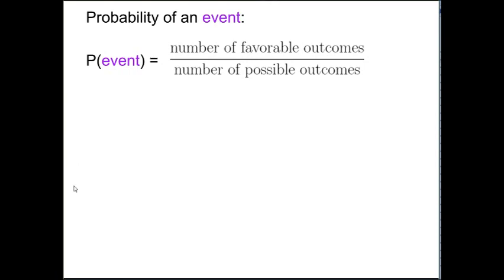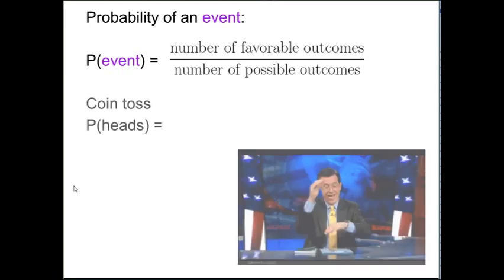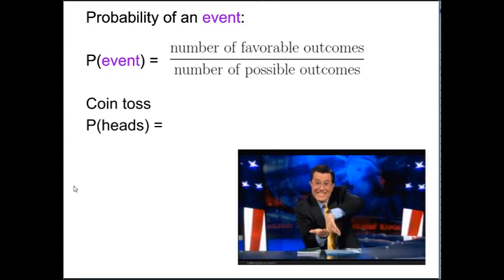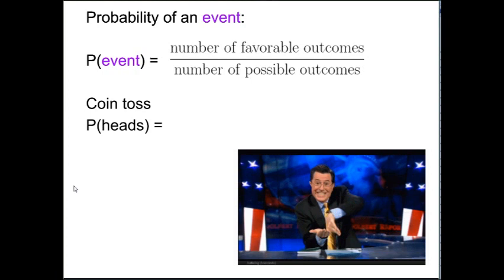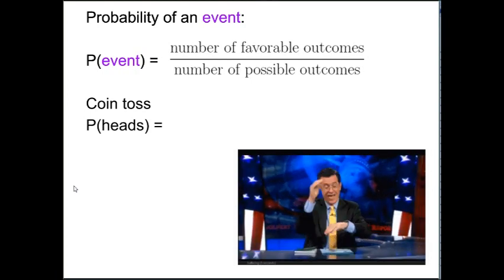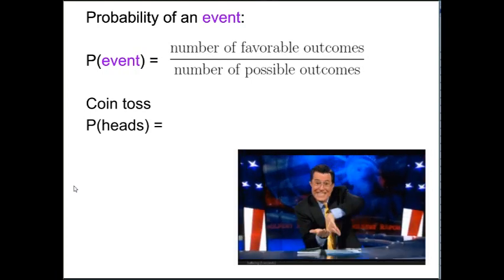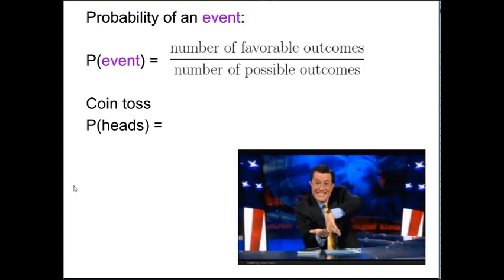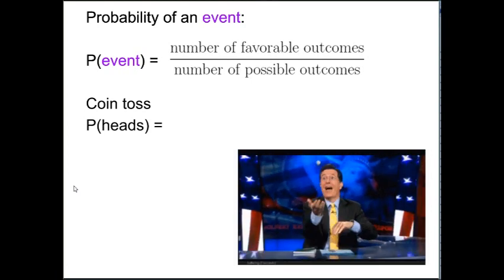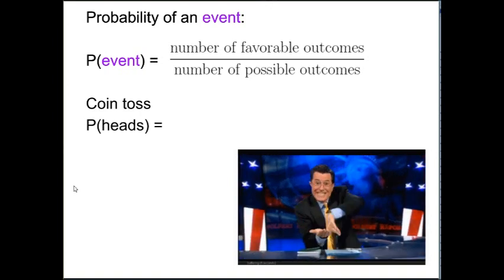Let's go ahead and take a look at how to find the probability of an event. I want to first take a look at how to find the probability of getting heads in a coin toss. We write that as capital P, and the event that we want to have happen is flipping the coin and getting heads. So we need to figure out two things: the number of favorable outcomes, and the number of possible outcomes.